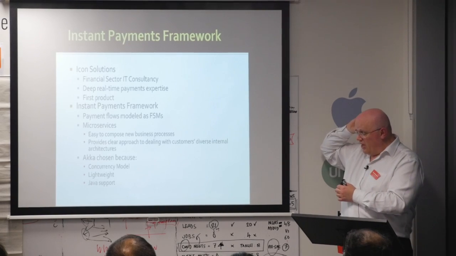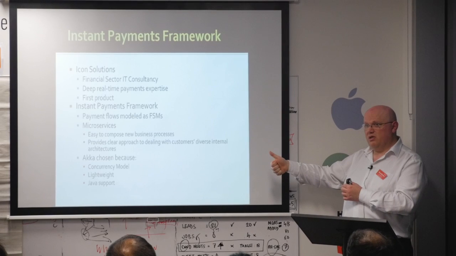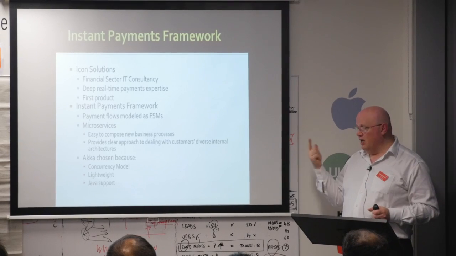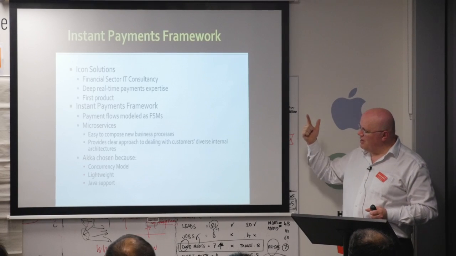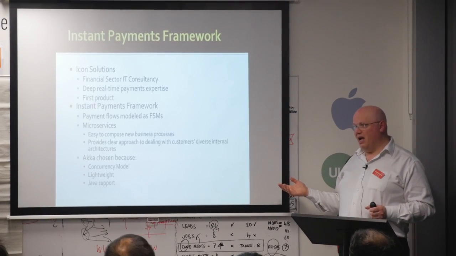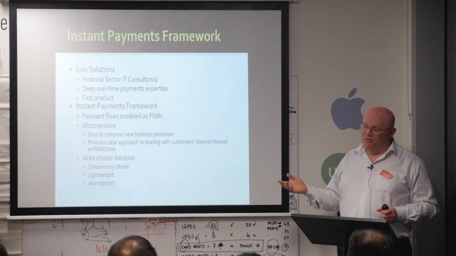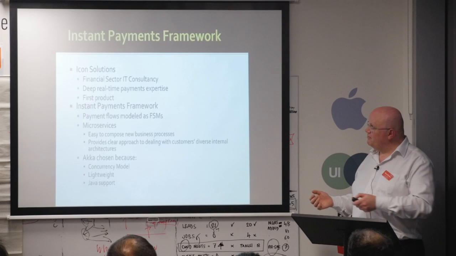And we chose Akka as well. Basically, the concurrency model is great for what we're doing with real-time payments, and it's very low latency. It's lightweight, which we love. It's cheap as well, which I probably shouldn't say, but my boss loves that to pieces. And the Java support that people working at banks love to pieces, because an awful lot of coders at banks are Java coders, not Scala coders.